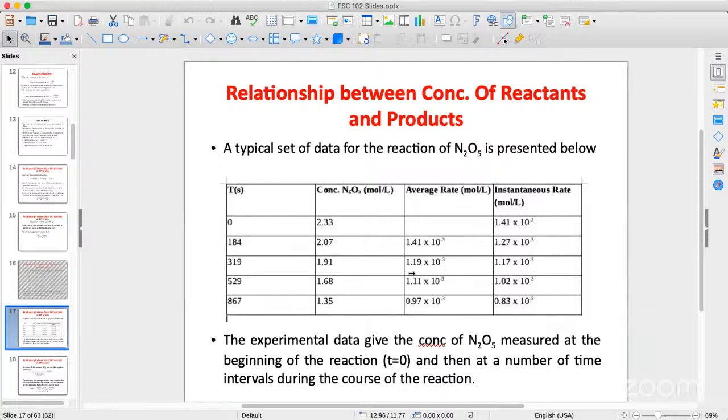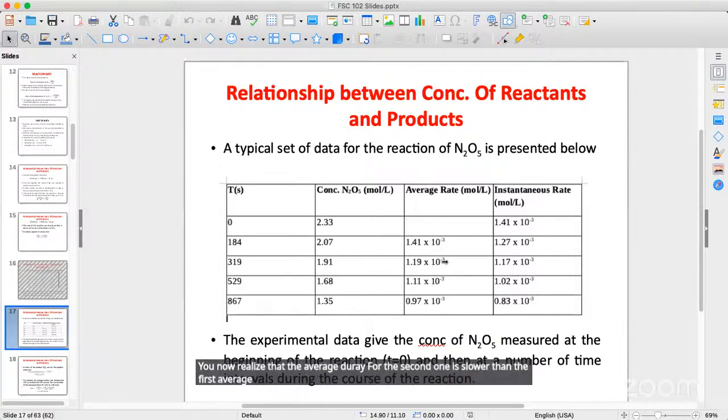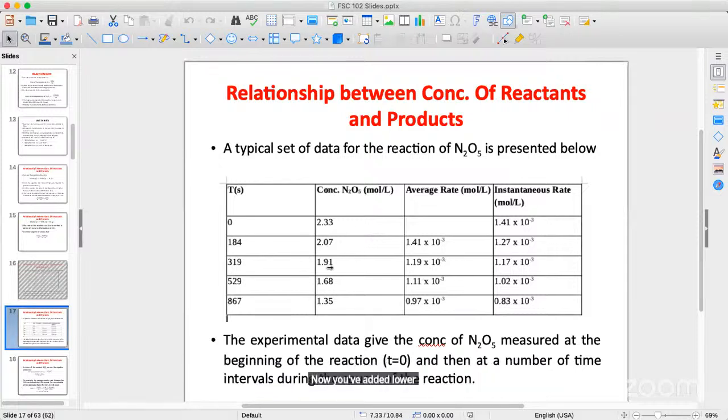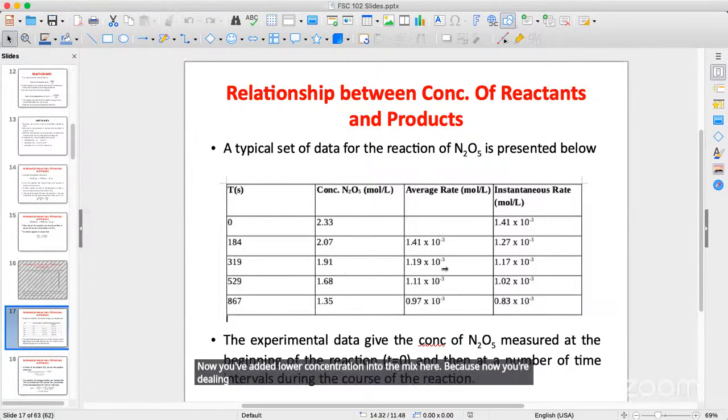You now realize that the average rate for the second one is lower than the first average rate. And why is that? We already said that the lower the concentration, the lower the rate of reaction. The original average rate was higher because that was determined at higher concentration. Now you've added lower concentration into the mix. Because now you're dealing with lower concentrations, that reduces the average rate further. And you can see that as we go down, the average rate also decreases.